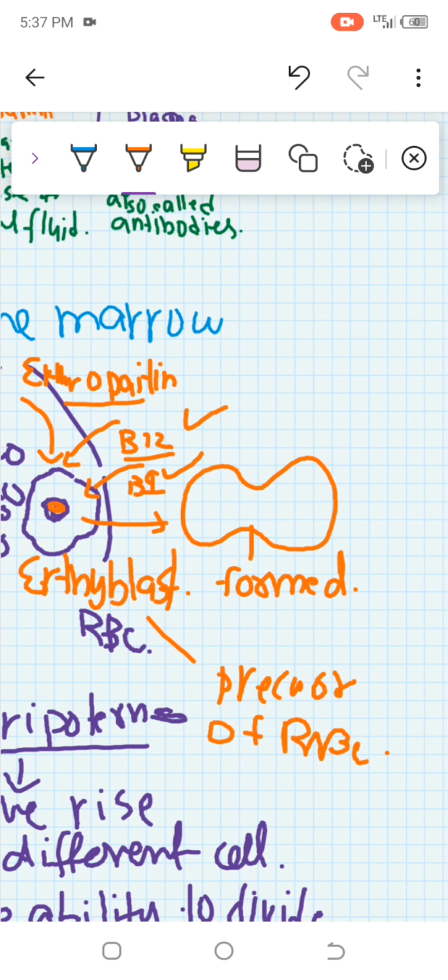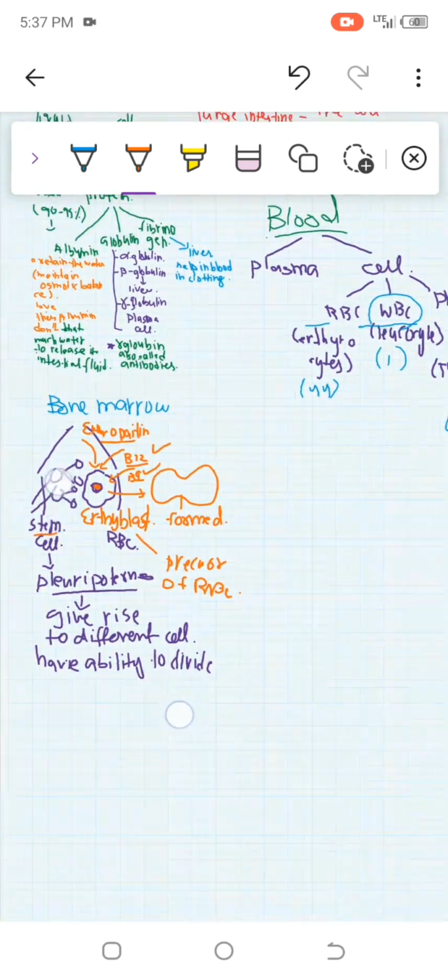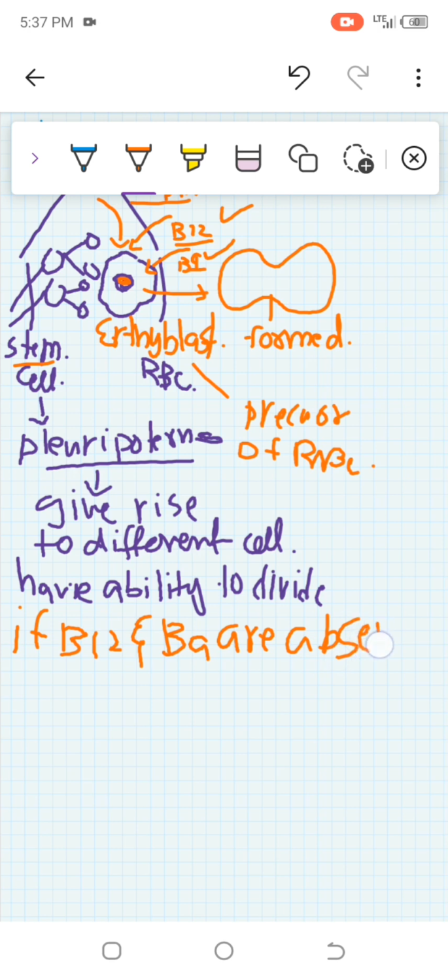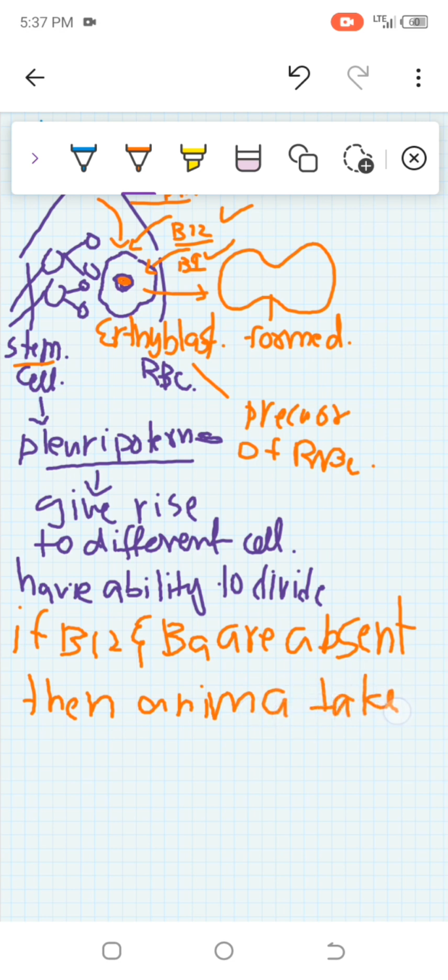Now if B12 and B9 are absent, then anemia takes place. So if B12 and B9 become absent, we have one type of disease, which is anemia. So let me write here: if B12 and B9 are absent, then anemia takes place.